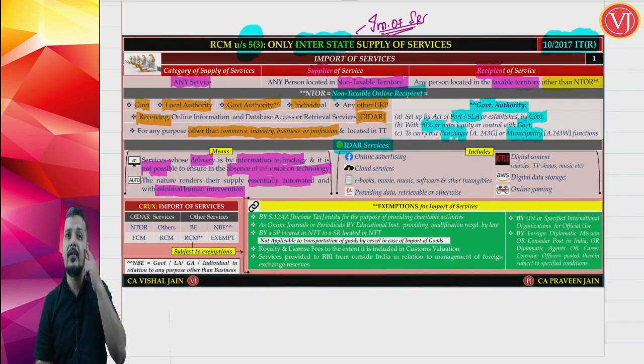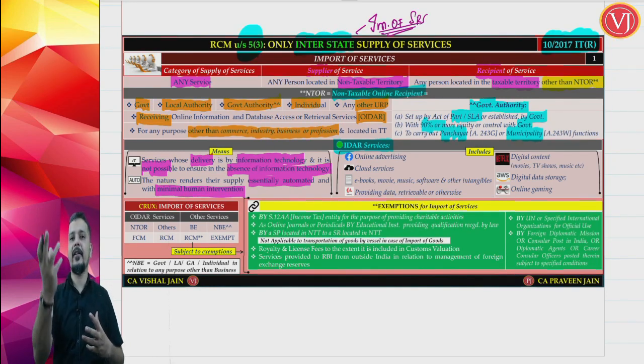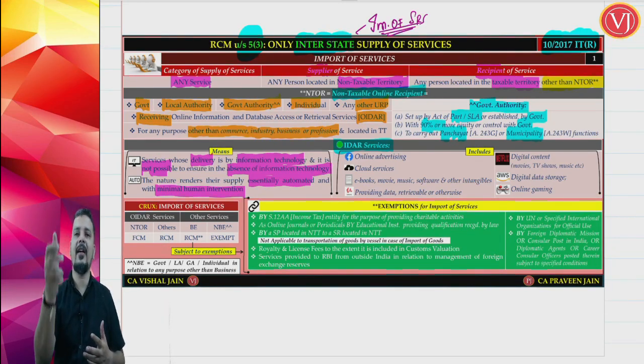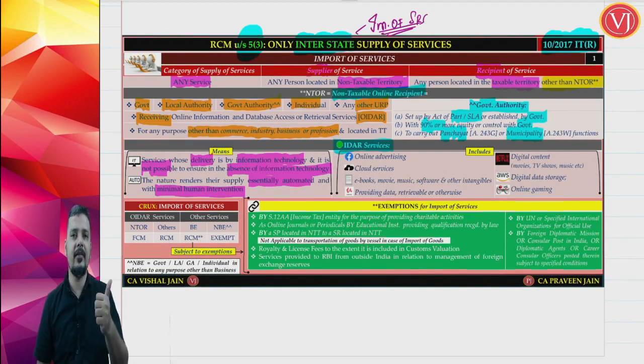Your cloud services, Google Drive, is nothing but another example of your OIDRS services, or your Backblaze, any type of software, your Bunny CDN, where again data is stored online. When we are sending the online classes, it is stored on Bunny CDN, a very similar thing to Google Drive, where you can access the classes. So it is all automated, with the help of information technology. Two points: IT plus automated.